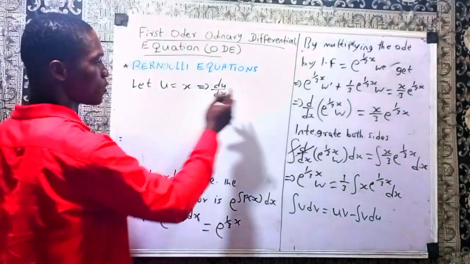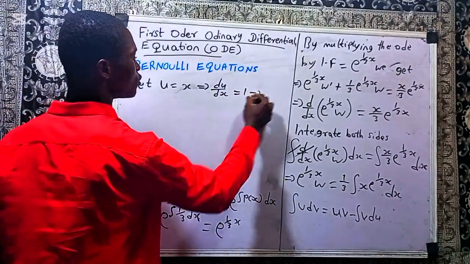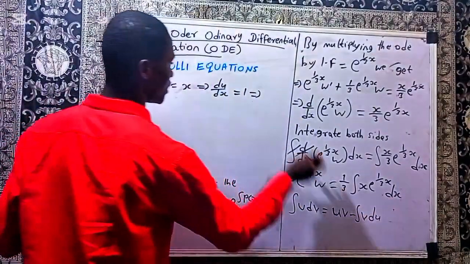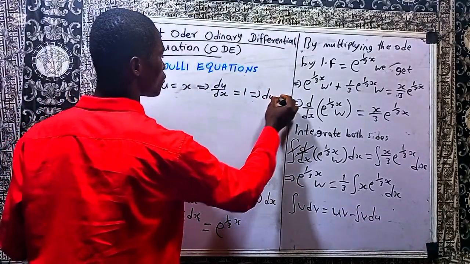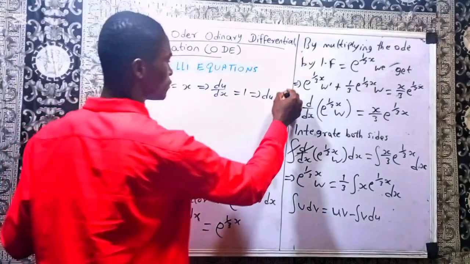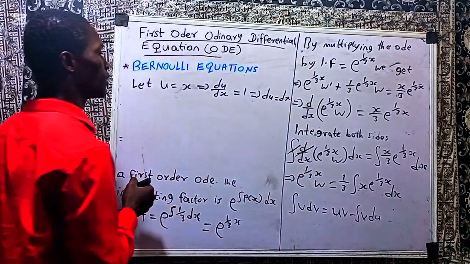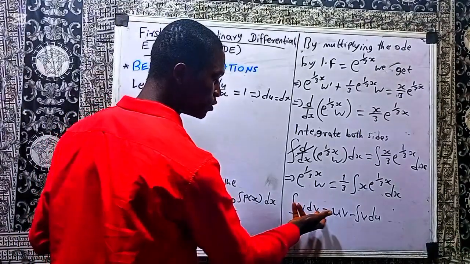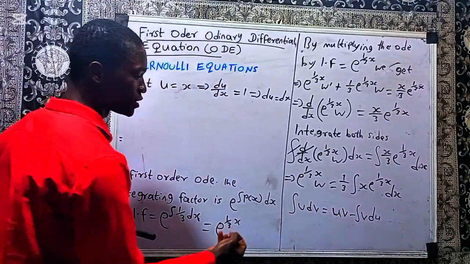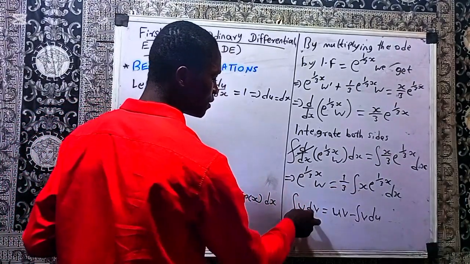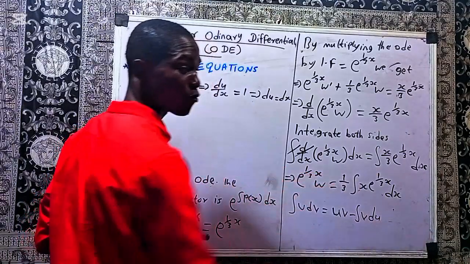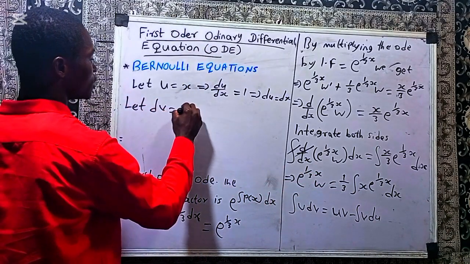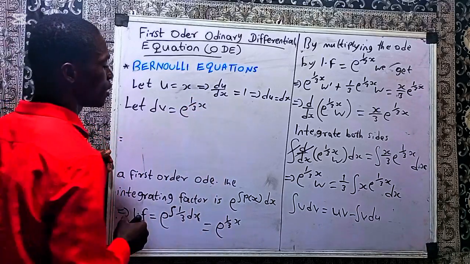If you differentiate x, what will you get? You get 1. So now you get something to substitute for du in the formula. So this implies that my du is equal to dx multiplied by 1, which is dx. Right? So the next thing to get is what? You need your v. But since I've called u the first one, my dv is the second one. So I'm going to say let dv be equal to e to the power of 1/3 x.